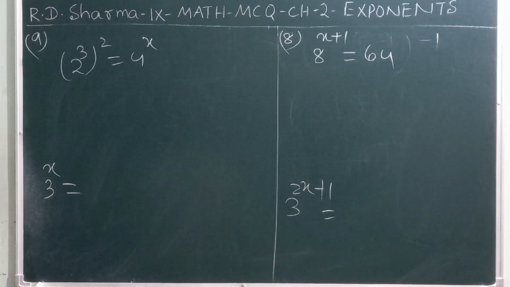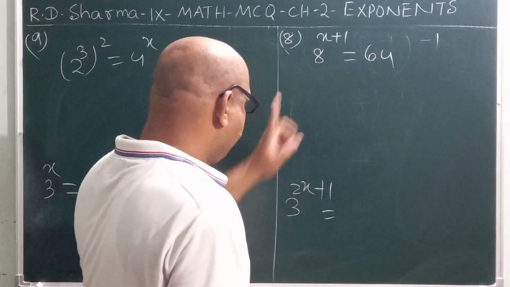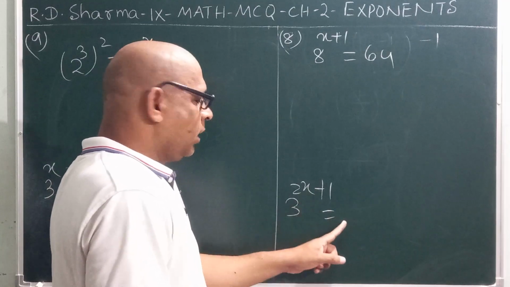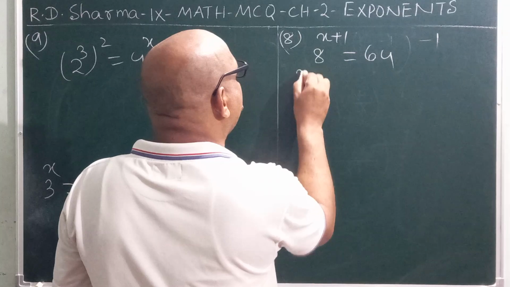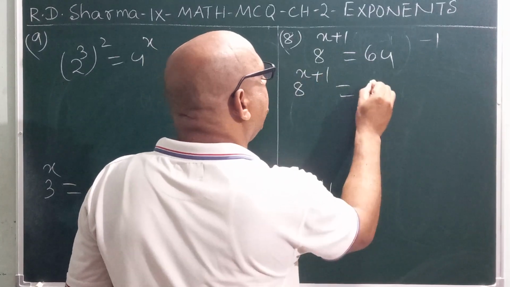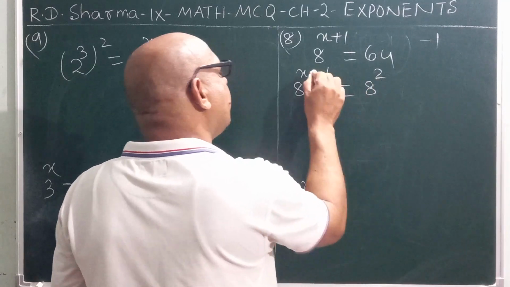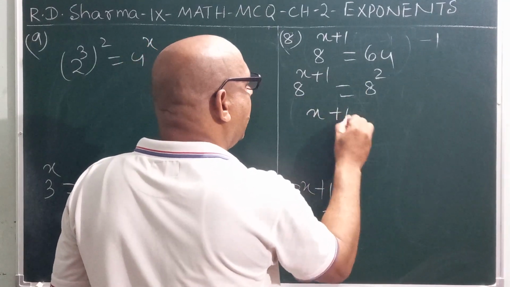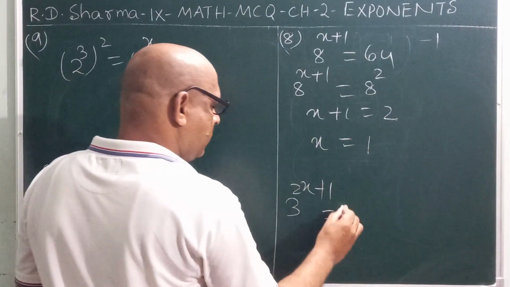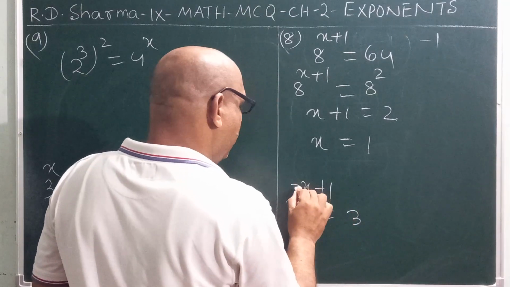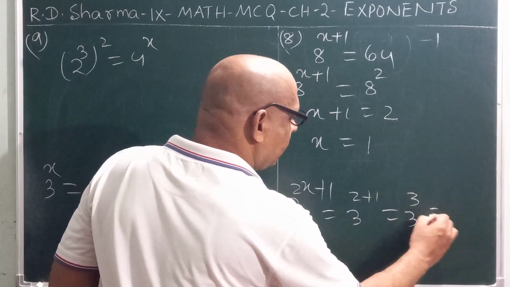Next, number 8. If 8 to the power x plus 1 equals 64, then find the value of 3 to the power 2x plus 1. 8 to the power x plus 1 equals 8 square, since 64 equals 8 square. Base same, so power same. x plus 1 equals 2, x equals 1. 3 to the power 2x plus 1 equals 3 to the power 2 into 1, 2 plus 1, 3 to the power 3 equals 27.